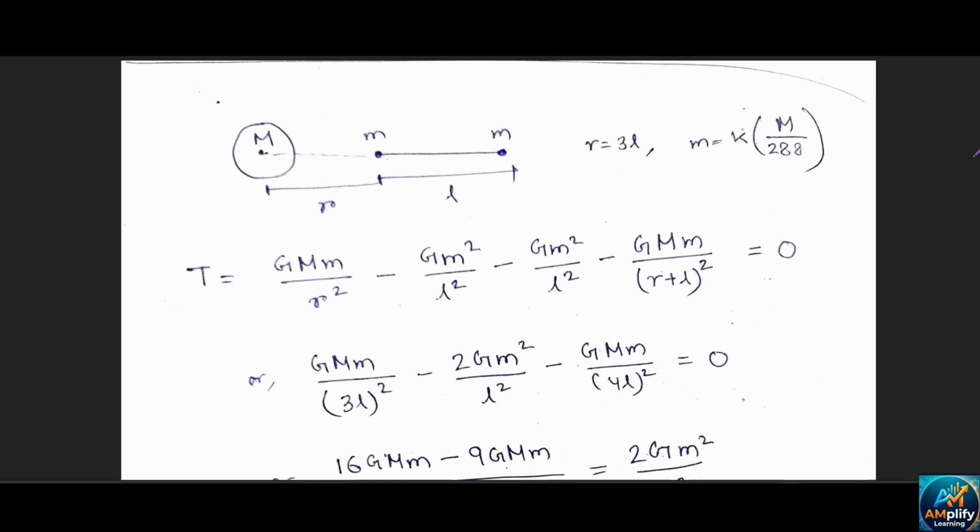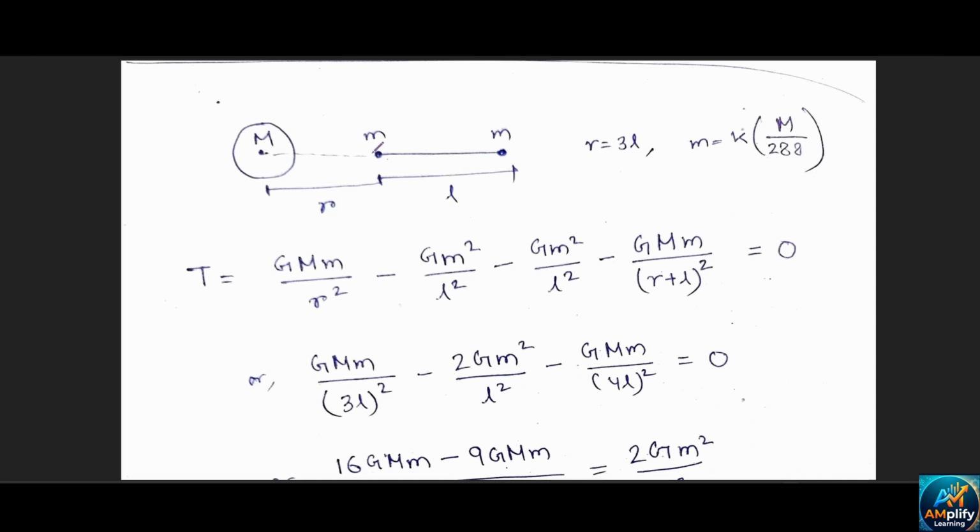So here we have the diagram for our problem. Here you can see a fixed mass of mass capital M at a distance r from the nearer mass of mass small m. We have a rigid rod of length L connecting it to another mass of small m, right? It is given that r is equal to 3L and we have to find out the value of K for the condition that we develop no tension in this rod.